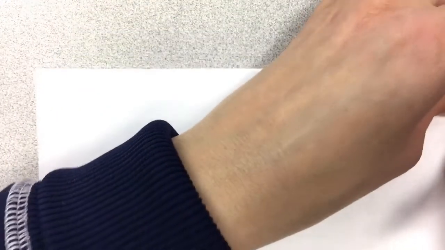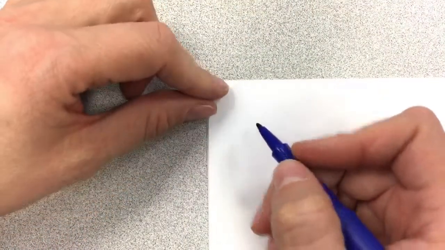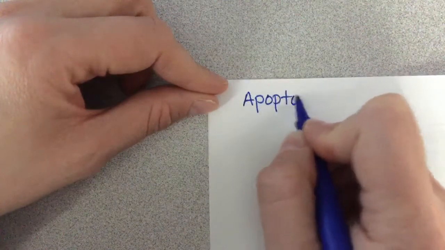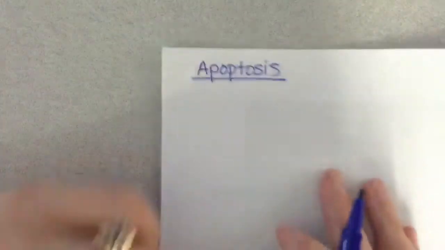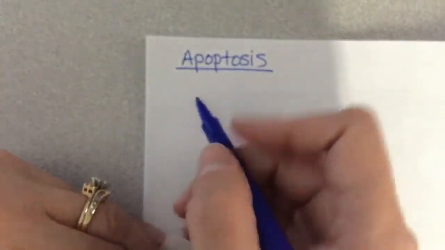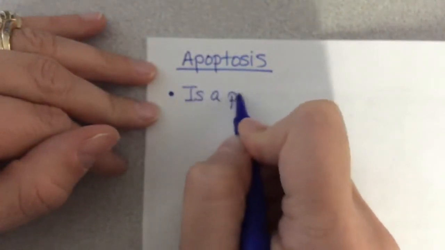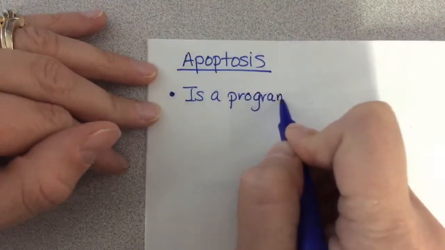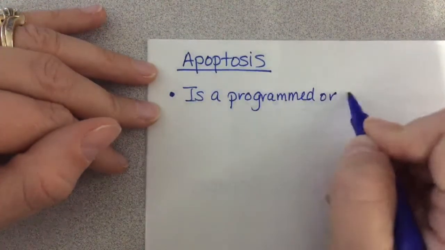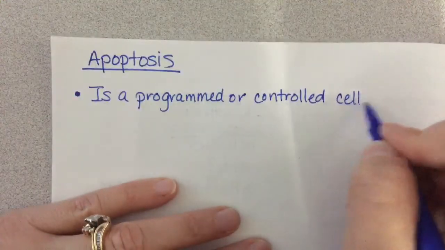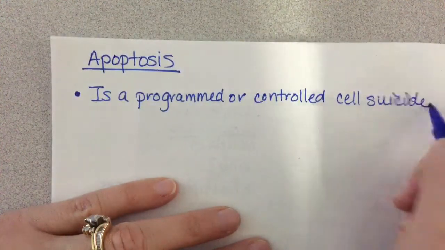I am going to have you on the back side of this write down a little bit here something that has to do with this, and this is called apoptosis. So what is this? Let's just write some bullets here. It is a programmed or controlled cell suicide. So the cell kills itself.